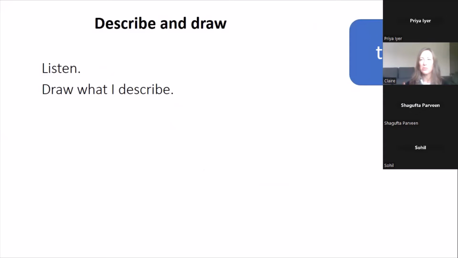There's a creeper or a vine growing up and around the trunk of the tree. And there's a man climbing up the tree. His shoes are at the bottom of the tree. And he has a net.